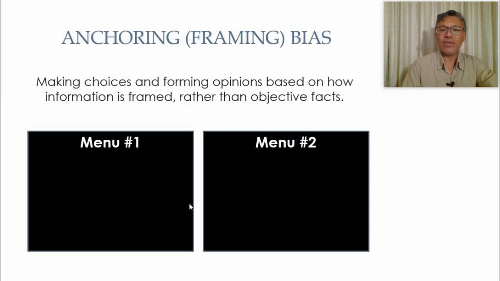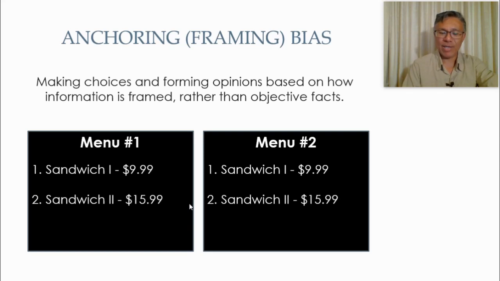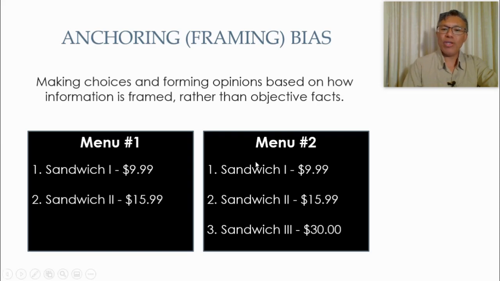So think about a menu, okay? Let's say there's a menu, we'll call it menu number 1, that has a sandwich for $9.99 and then another sandwich for $15.99. You have another menu that has the same sandwich for $9.99, the same second sandwich for $15.99, but they're going to add one more sandwich number 3 for $30. Okay? So, which menu would sell more option number 2s? The second menu would sell sandwich 2 more than the first menu, even though nothing has changed about either sandwich 1 or sandwich 2 for both.